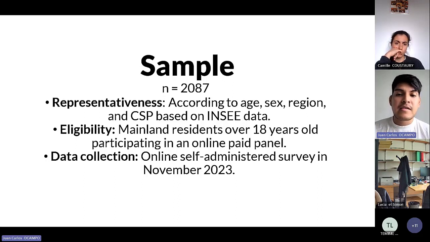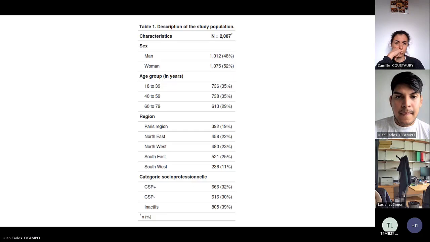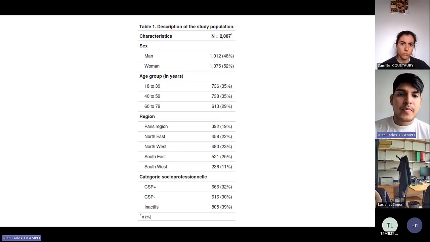Eligibility: just mainland residents over 18 years old participating in an online paid panel. That online paid panel part is one of our limitations. And also data collection was done through an online self-administered survey in November 2023. Here's the description of our study population. The thing that I want to point out is that these percentages, in sex, age groups, region, and CSP, emulate the ones from the last French census.